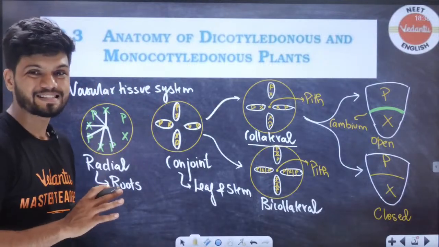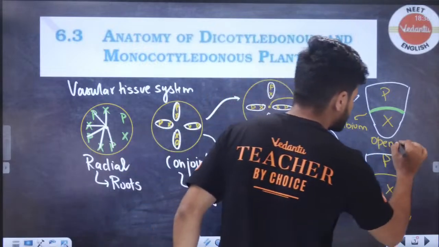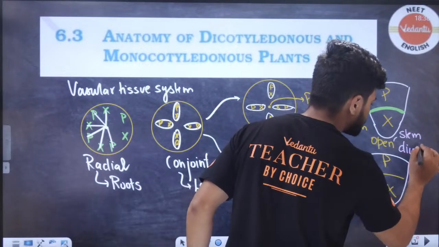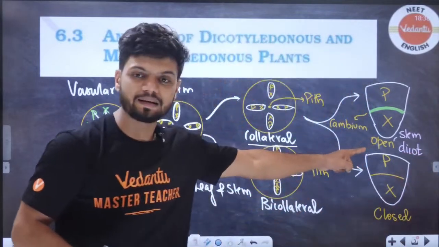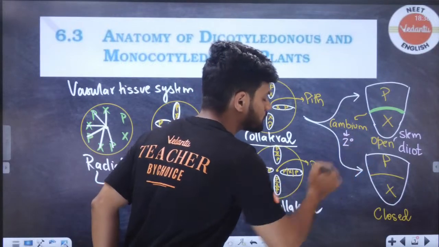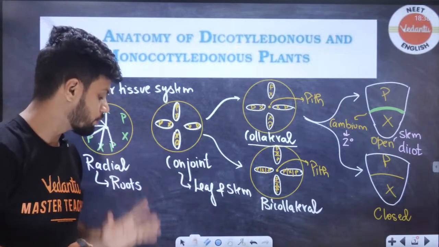Stem of dicot. Okay. It is seen in the case of stem of dicot, because if there is open arrangement, it can undergo secondary growth. Dicot stem. Now what about closed arrangement?